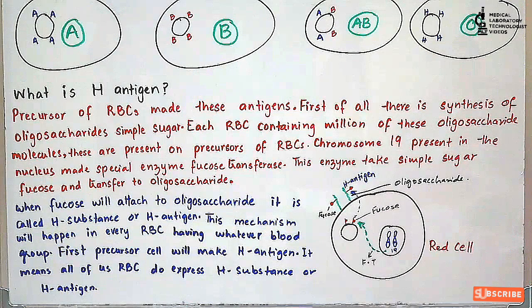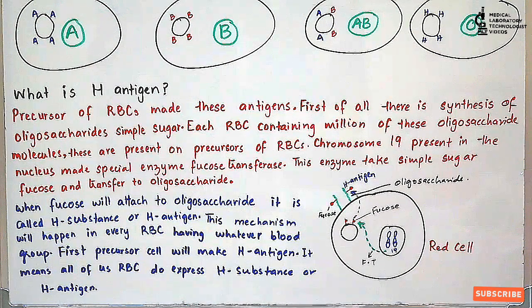So first of all there will be synthesis of oligosaccharide, and each RBC makes millions of oligosaccharides. But in this diagram, just to understand the concept of H antigen, I made only 2 strands of oligosaccharide, green in color. So first these oligosaccharides will be made on the precursor of the RBC.